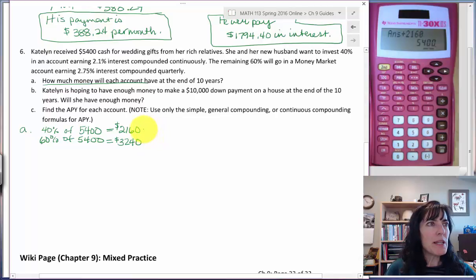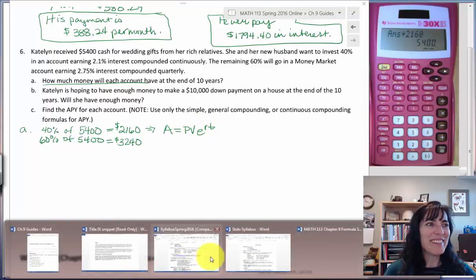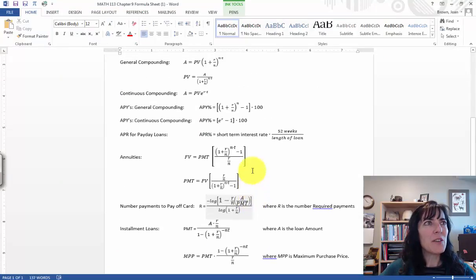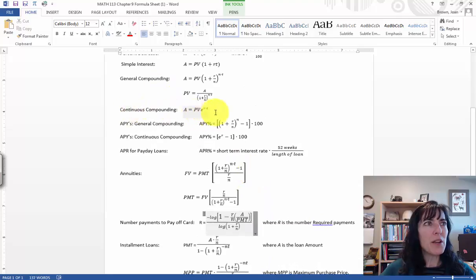The 2,160 is going into an account that is continuous, so that's going to be future value, or I think we have A on our formula sheet. Present value times e to the RT. That's the PERT formula. And here's the continuous compounding right here. The A equals present value times e to the RT.